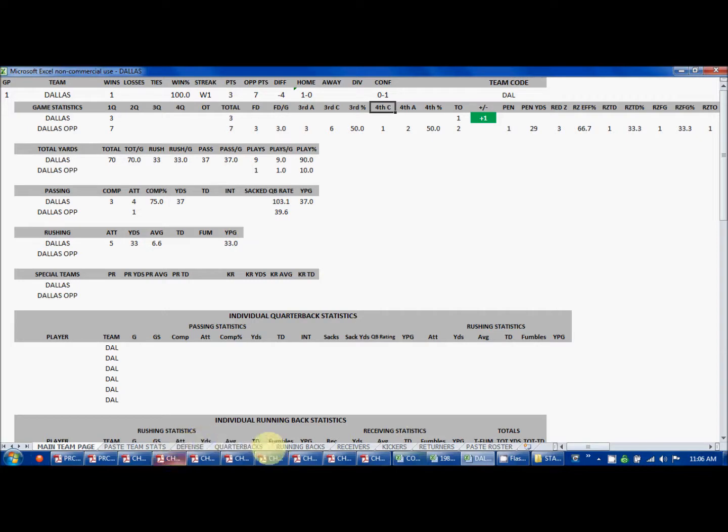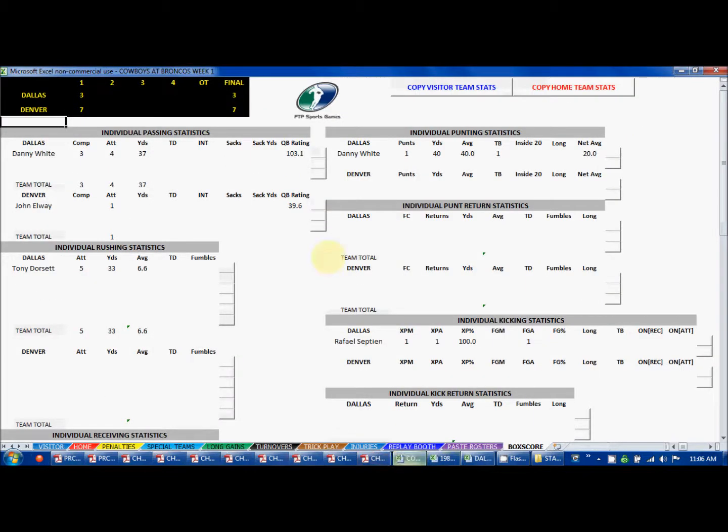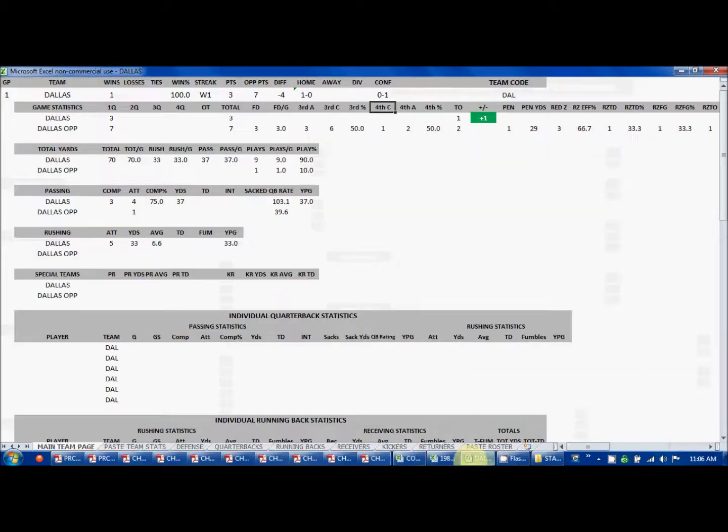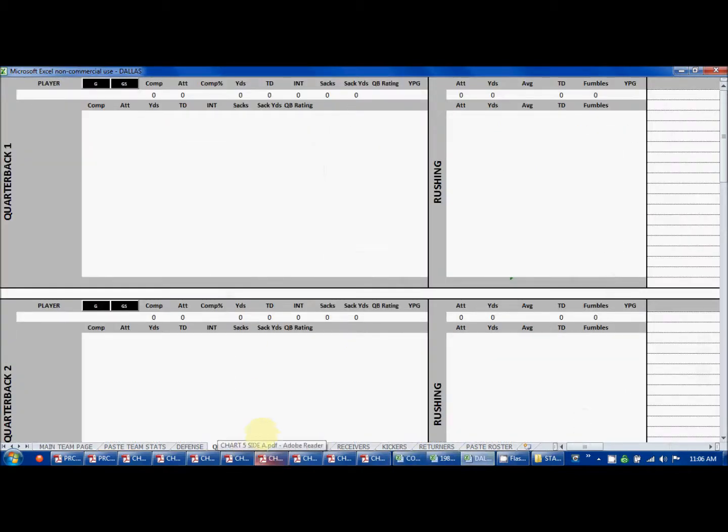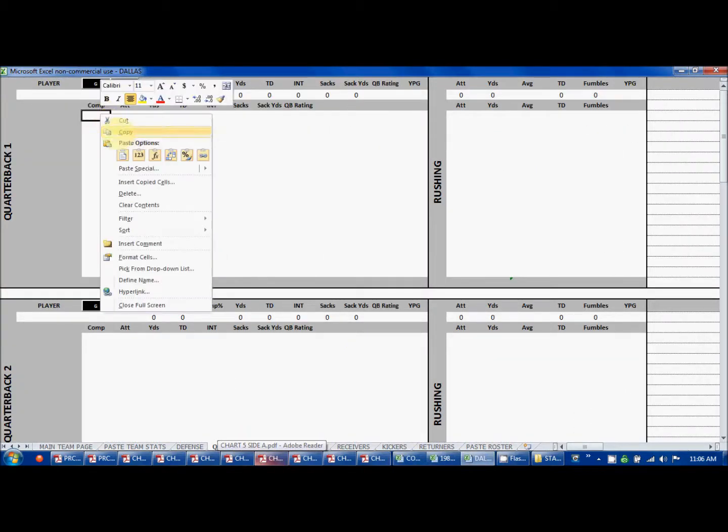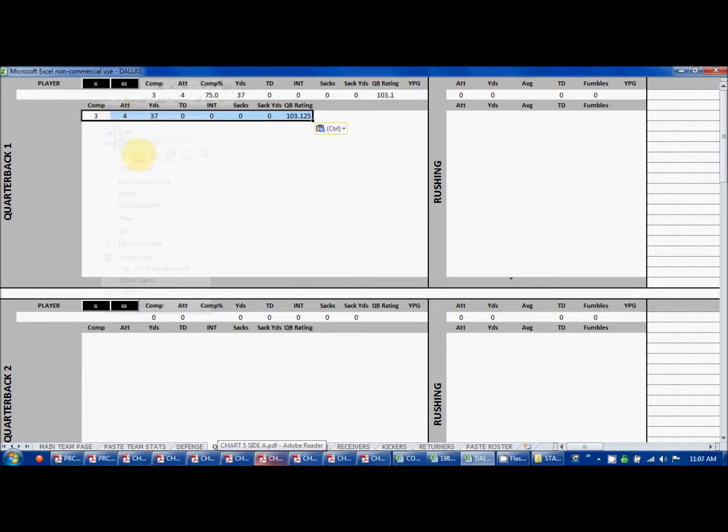Now for individual players, let's go back here. All you do is click on the button. So we click on Danny White. It's going to copy him. We go back to Dallas under the quarterbacks tab, and again, you right click and you use the numbers and the values. And again, these all come preloaded with a drop-down menu. So Danny White played 1 game, started 1 game. There's his stat line for the year.